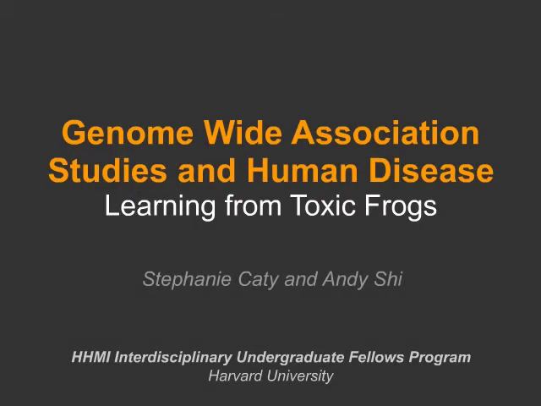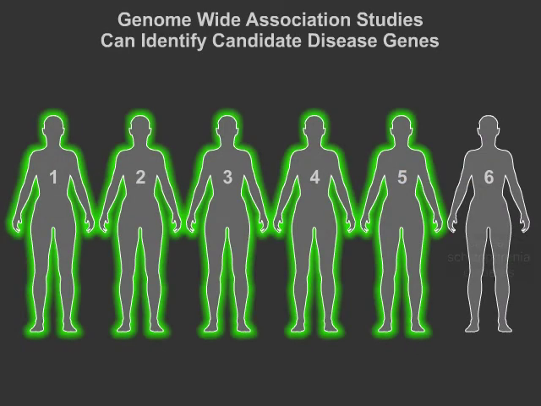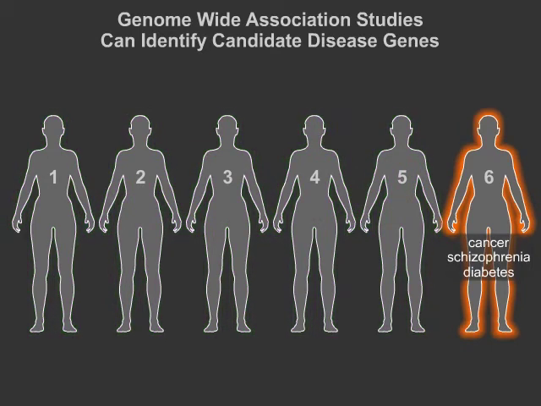Genome-wide association studies are a way for scientists to identify genes involved in human disease. Here, we see 5 healthy individuals, but the 6th has a disease such as cancer, schizophrenia, or diabetes. We want to figure out what genetic variations might be contributing to the disease. Data from these types of studies can help to predict an individual's risk for the disease and could even lead to a way to stop it.